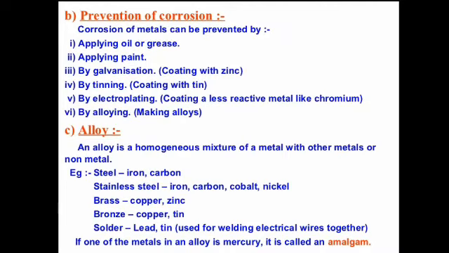Now, this corrosion can be prevented by applying oil or grease on the iron articles, similarly applying paint, and by galvanization, that is, the iron surface is coated with zinc metal that acts as a sacrificial metal in order to prevent the iron from corrosion. Similarly, by tinning, that is coating the iron articles with tin. And fifth is by electroplating, that is coating a less reactive metal like chromium on the surface of the metal. And the last one is by alloying, that is making alloys.